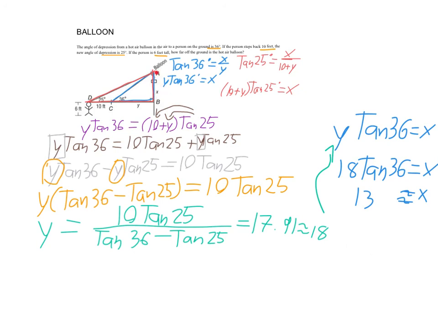We want the full height, so it's going to be the person's height of 6 feet, plus the 13 feet for the x, to give me about 19 feet. And again, depending on where you rounded, you might get like 18.8 or you might get 19.1, but you're going to be looking for values around 19.